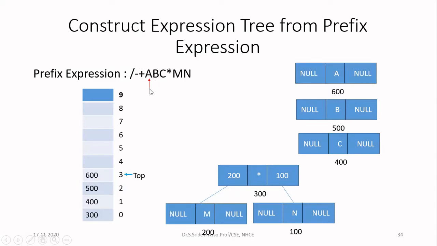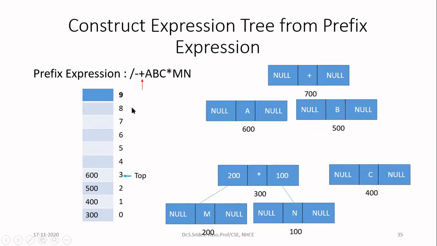Then we are scanning the next symbol. It is A. Again, it is an operand. So allocate memory for the new node and the address 600 will be pushed onto the stack. So we have 600. Then I'm scanning the next symbol. It is plus. It is an operator. So I need to pop now 2 pointers from the stack. So first I'm going to pop the first pointer.